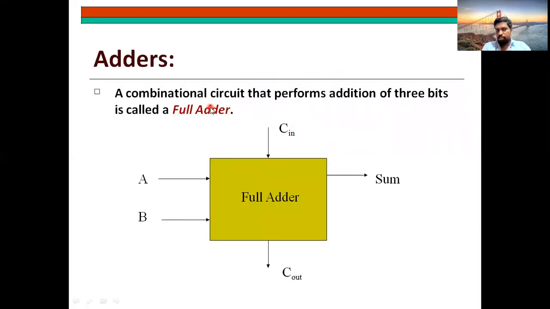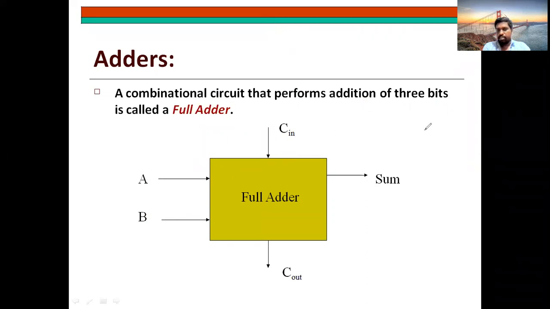Previously, half adder meant only 2 bits. Full adder means more than 2 bits. It may be 3, 4, 5, anything, but generally we say 3 bits. But remember that more than 2 means it is a full adder. So here you will get two inputs, A comma B, and one extra input, C in. What is C in? Input carry.